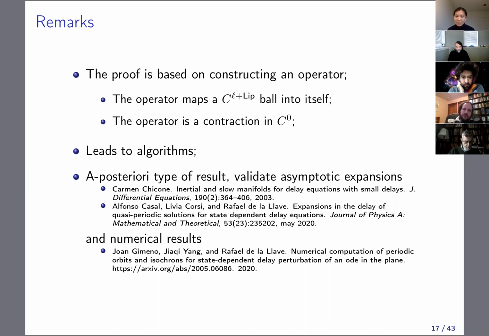And this type of result is widely used in validating asymptotic expansions. Asymptotic expansions are formal power series which are not known to converge. And it is widely used in the case where small delays arise, for example, in this paper by Ciccone, and also in this other paper by Casal, Corsi, and Dall'Ave. And this kind of a posteriori result can be used to validate that the asymptotic expansions are approximations of the true solutions.